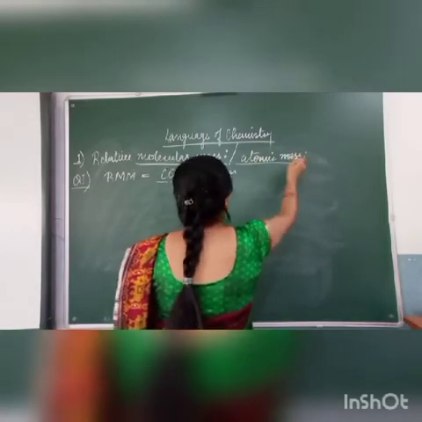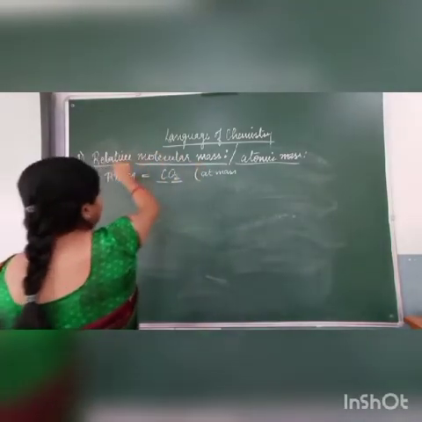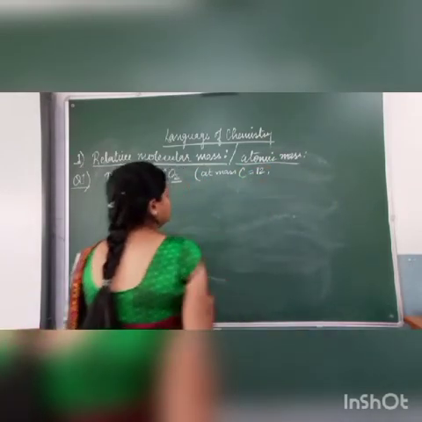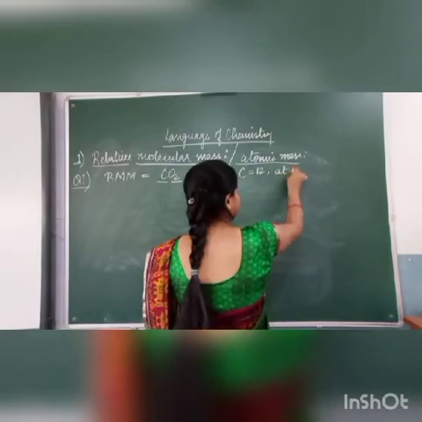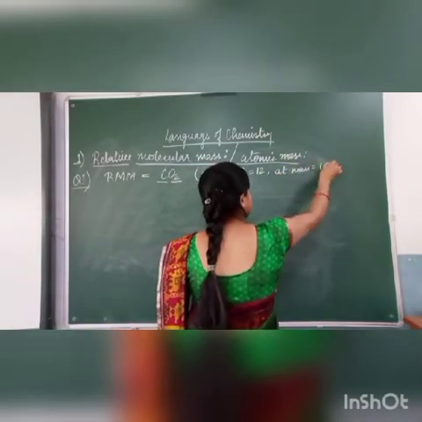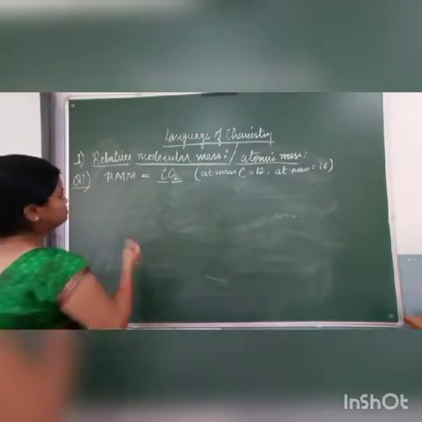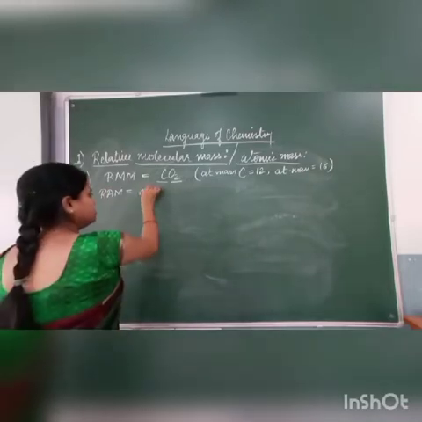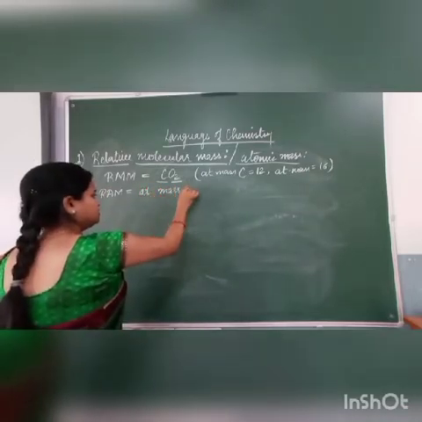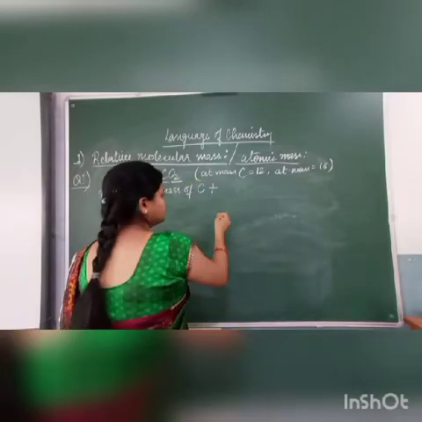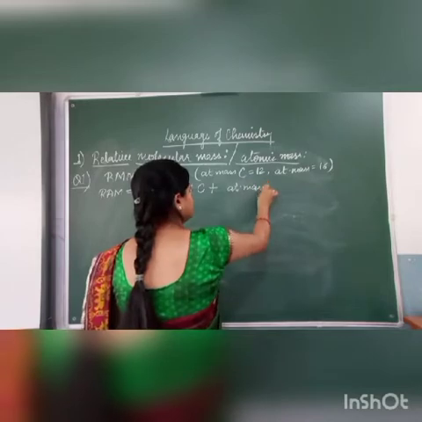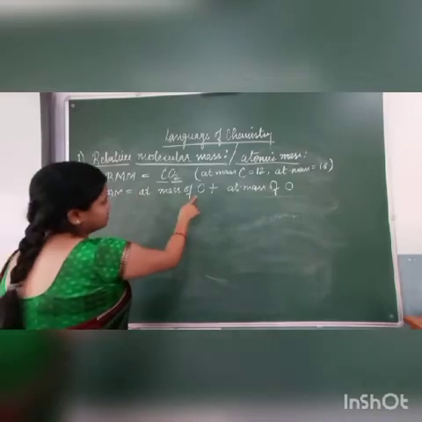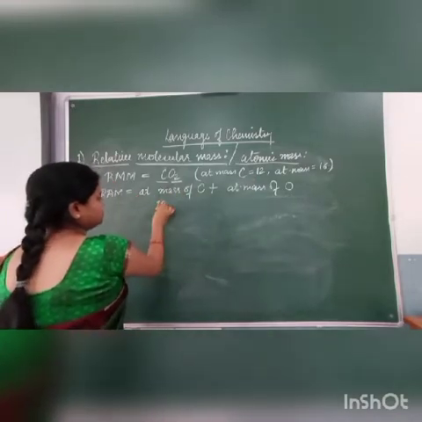Okay, so this can be known as relative molecular mass or relative atomic mass. So atomic mass of carbon will be 12, and atomic mass of oxygen will be 16. Is it clear? Now how to do? We will write relative atomic mass is equal to atomic mass of carbon plus atomic mass of oxygen. Clear? Now you see, atomic mass of carbon, there is only one carbon, means we will write only 12.